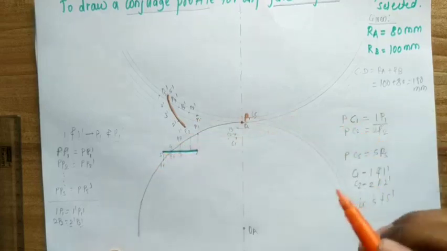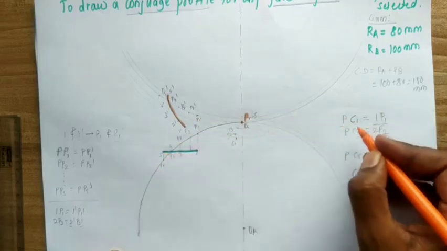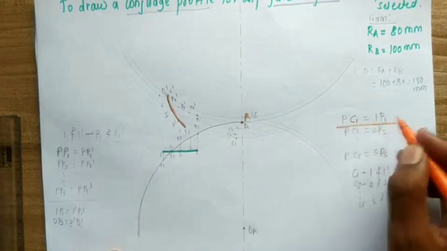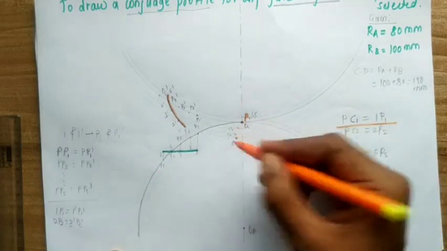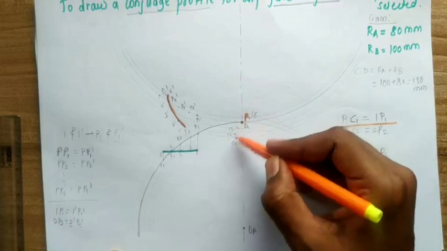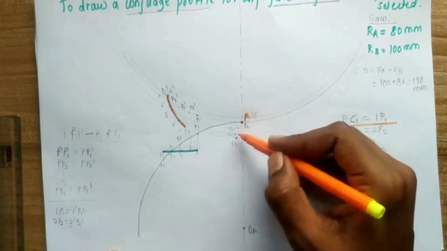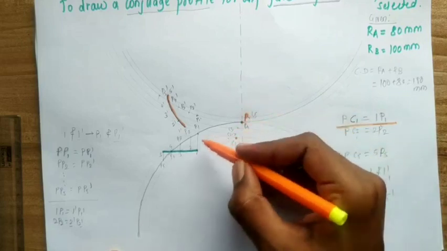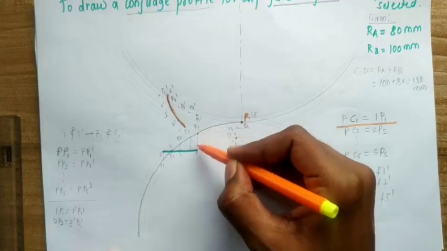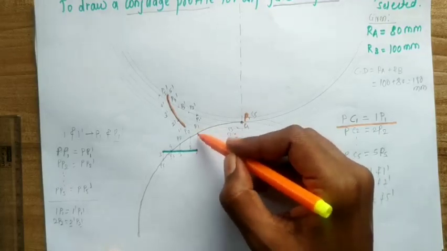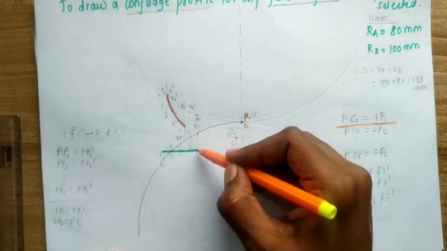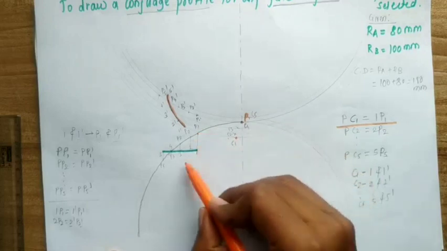Now I have to mark the contact point, and for getting the contact point, I use the law of gearing. As per the law of gearing, say this is the contact point. If I draw a normal through the point of contact, it must pass through the pitch point. So to get this point, I know this normal distance between the point on the pitch circle and the point of contact. So 1 is moving to C1.